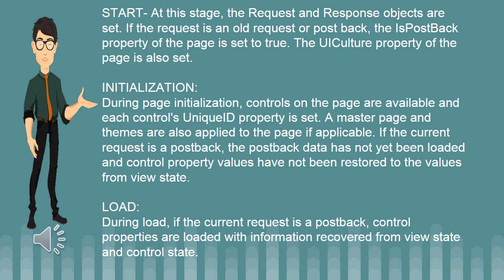Page initialization. At this stage, the controls on the page are assigned a unique ID by setting the UniqueID property and the themes are applied. For a new request, postback data is loaded and the control properties are restored to the view state values. Page load. At this stage, control properties are set using the view state and control state values.